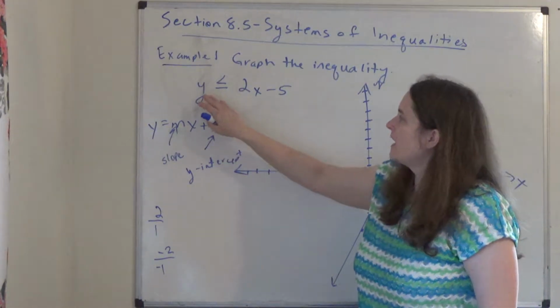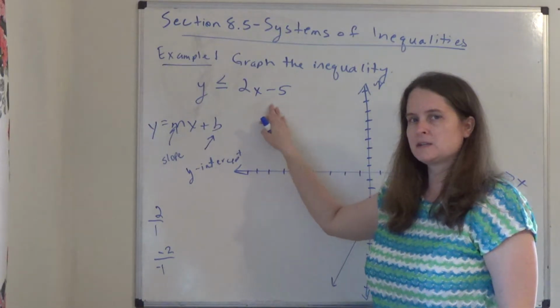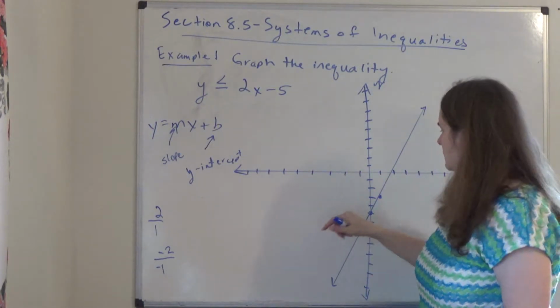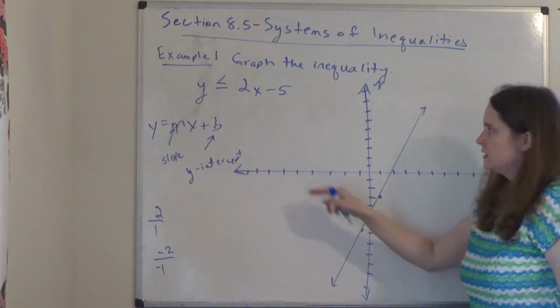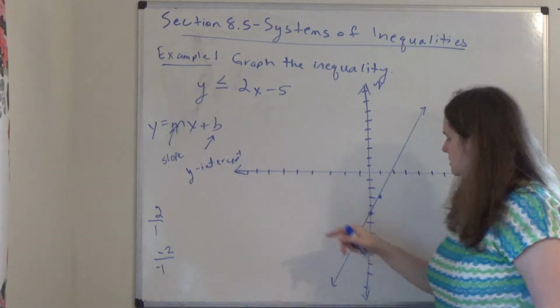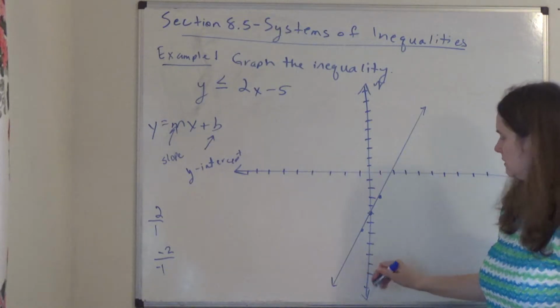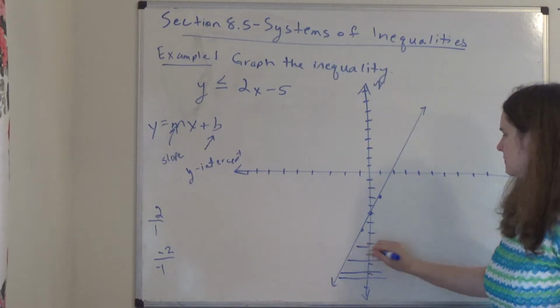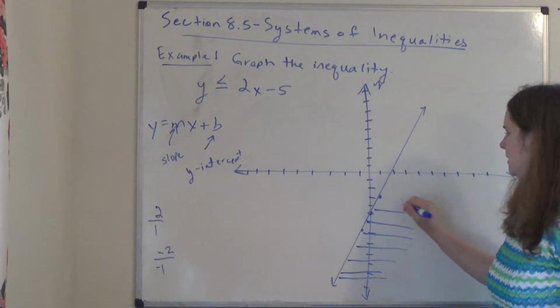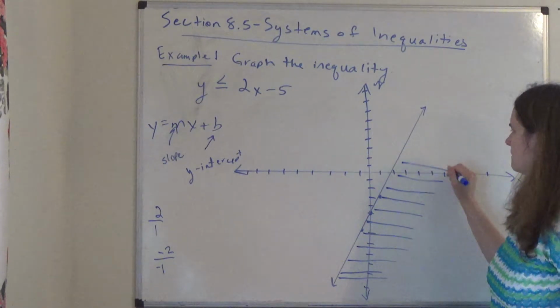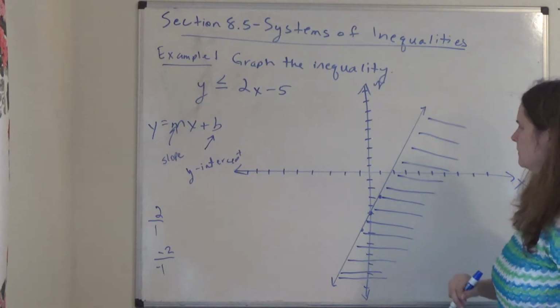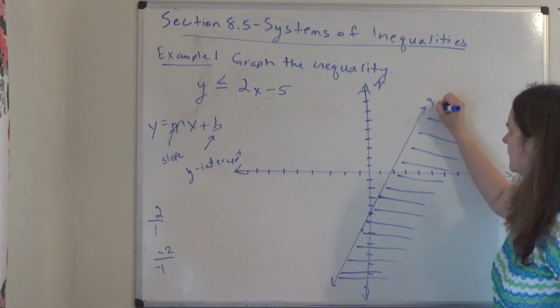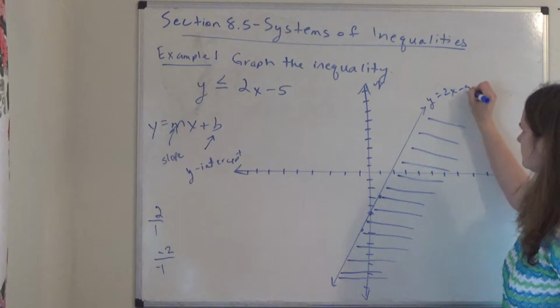Then if y is less than this line, that means that you need to shade below the line. So here's my line here. It says y is less than or equal to it, so I need to shade everything below my line. So I would shade all of this for my answer. Anything below my line is part of my solution set. You could label your line y equals 2x minus 5.